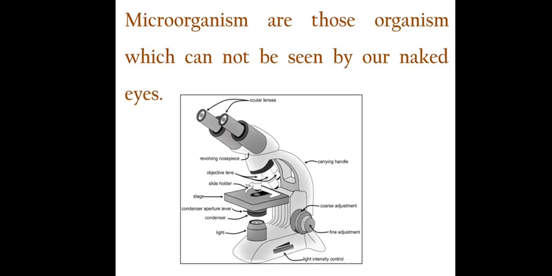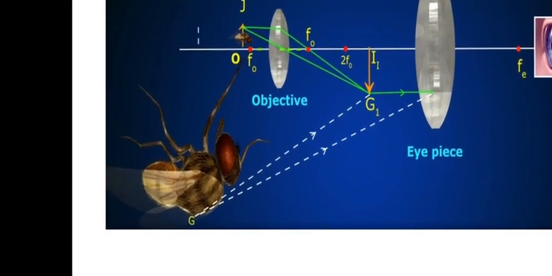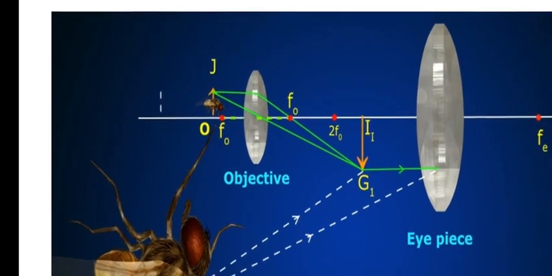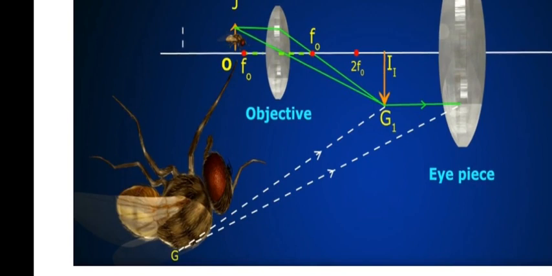So for observing organisms which are very tiny, we have to use this instrument, the microscope. Now if we look at the working of the microscope, it has two types of lens, as I have already shown you in the diagram. One is the objective lens, and the second is the ocular lens, also known as the eyepiece. Like this image of the housefly, which is very small, by having these two lenses in combination, the housefly will be seen by us very large in size.